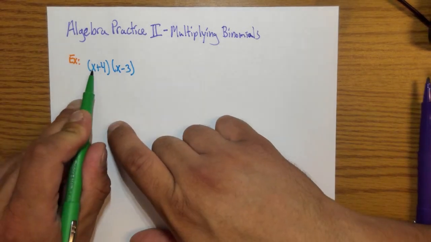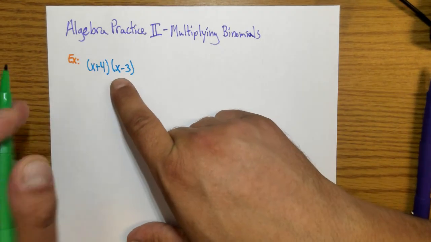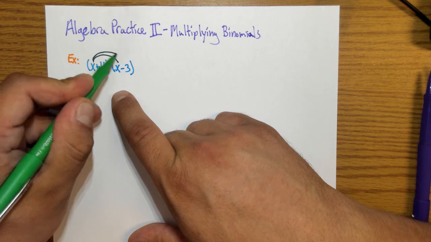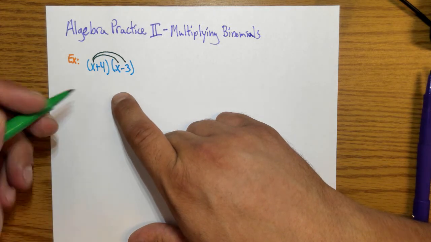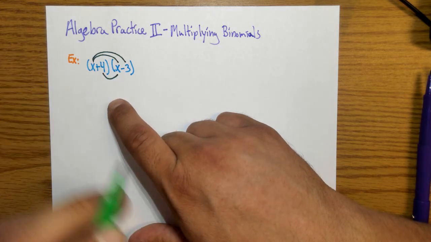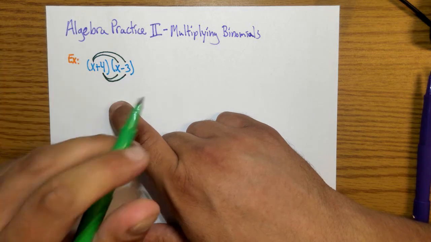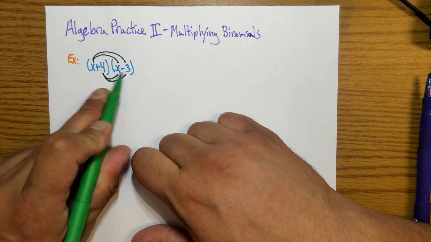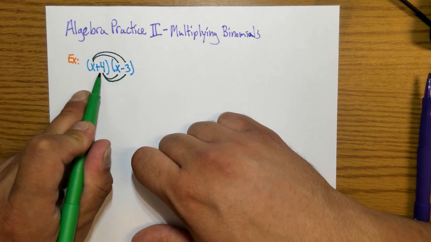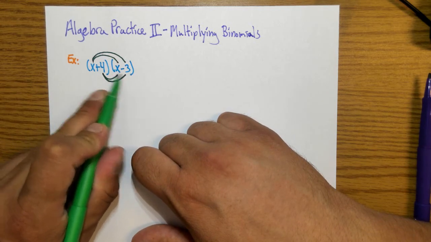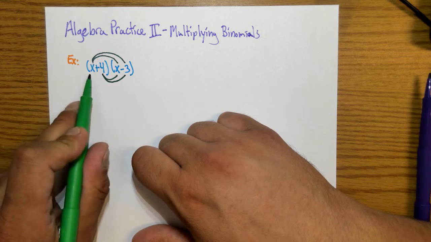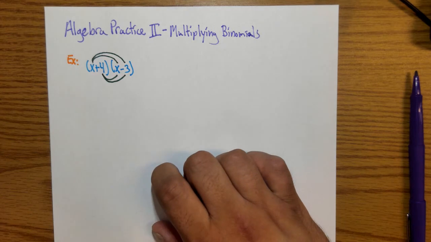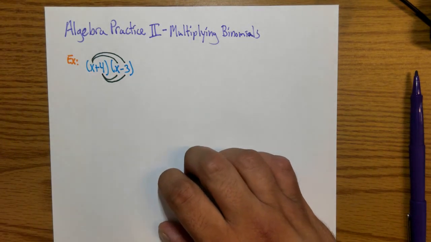So what we want to do is multiply the first two. We want to multiply the x to the x, and then the x to the negative 3, and then the 4 to the x, and then the 4 to this negative 3. If you think about it, we're multiplying this x to both of the terms in the second one, and we're multiplying this 4 to both of the terms in the second one. So we're going to be doing a total of 4 multiplications, and then we're going to combine like terms and simplify if we can.